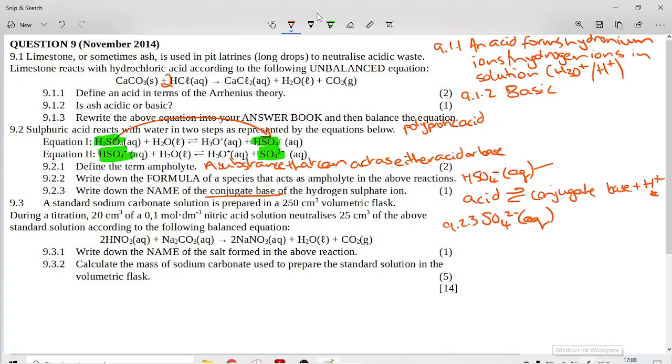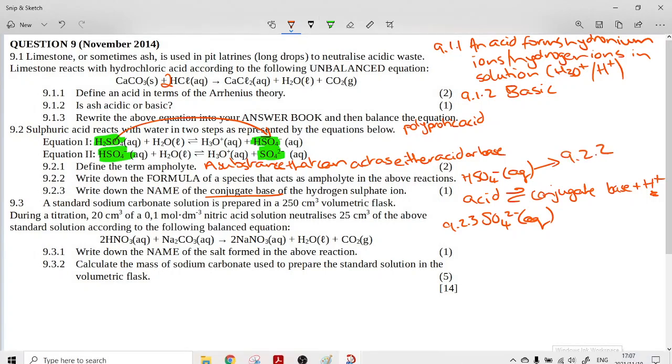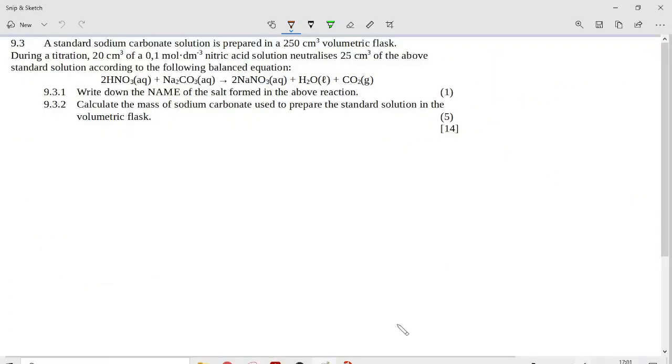Now we're going to go back and have a look at another page at this 9.3 because it's a long question which will involve a bit of explanation. So it says to you, a standard sodium carbonate solution is prepared in a 250 cubic centimeter volumetric flask. Remember, the volumetric flask is the one with the big bulgy bottom and the long skinny neck that you put the water up to the measurement on the neck. Okay, so it says here we made a standard sodium carbonate solution in a 250 cubic centimeter volumetric flask.